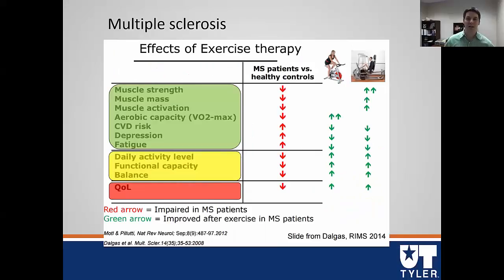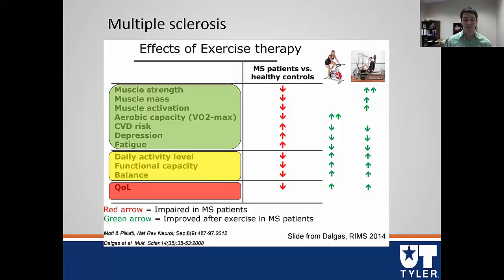We'll briefly close out by showing you the types of problems that an MS patient faces compared to healthy controls and what exercise can help do to this. So controls, MS patients versus healthy controls, they lose muscle mass, strength, activation, they get decreases in cardiovascular capacity and VO2 max, they are more at risk for cardiovascular disease, lots of depression and fatigue.